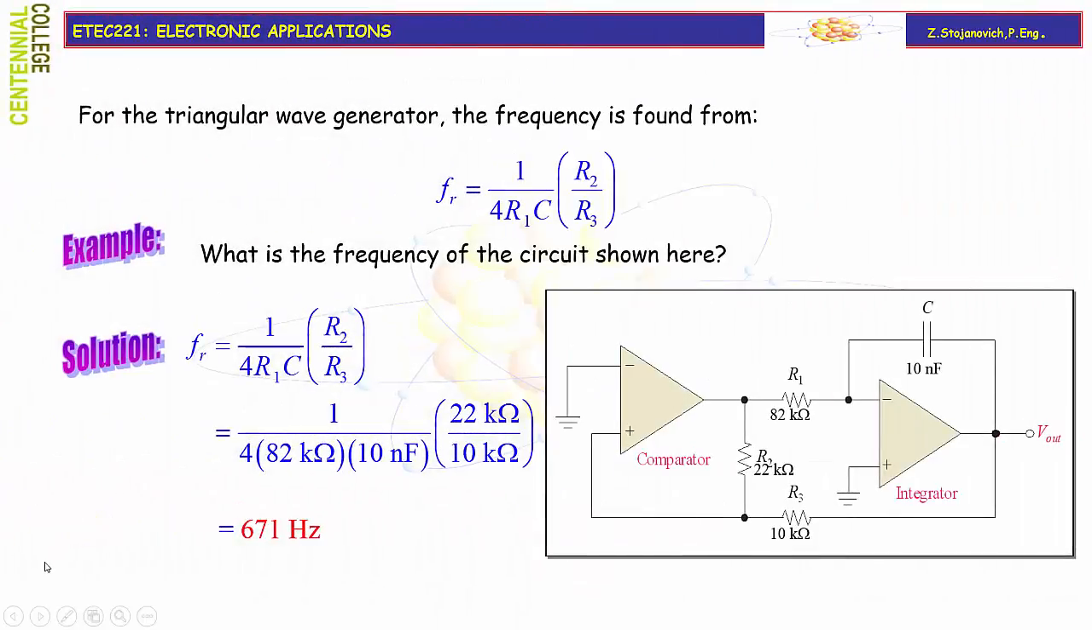Here is one example of how to calculate the frequency of oscillation for the integrator type RC relaxation oscillator. This is a very simple, straightforward example. The values of all components in the circuit are given, and we will utilize the expression for frequency of oscillation, plug in the values for R1, R2, R3, and C, and get the value of the frequency of oscillation. In this case, it will be 671 Hertz.